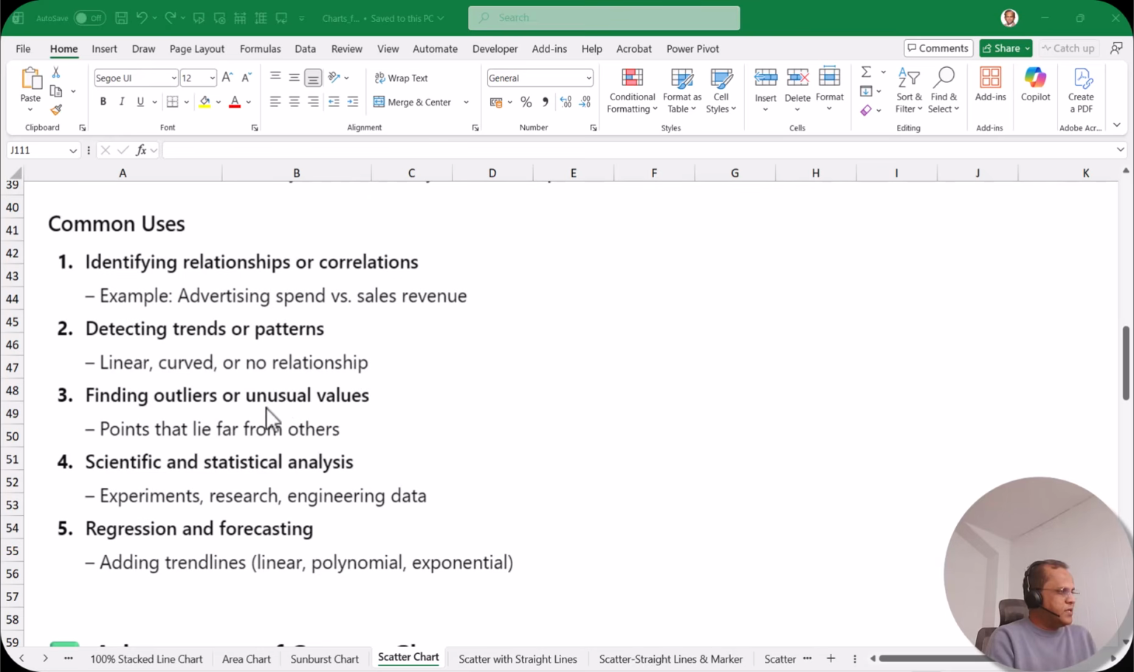The third one is finding outliers or unusual values. Here we are talking about outliers. Outliers are those points which are very far off from the regular points. Let me give an example. Let's say we have a classroom, and in the classroom the average height of the students is around, let's say, 5 feet 8 inches. In the classroom we may also have some students whose height is above 6 feet.